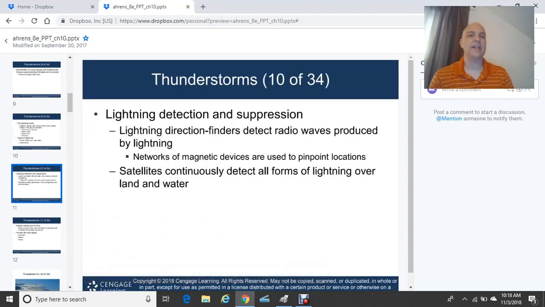Thunderstorms with lightning detection and suppression now. What about lightning detection? How do we know where the latest lightning strikes are? Well, we do have lightning direction finders now that detect radio waves produced by lightning. There's actually networks of magnetic devices that are used to pinpoint locations. And satellites continuously detect all forms of lightning across the whole entire globe, over land and water.